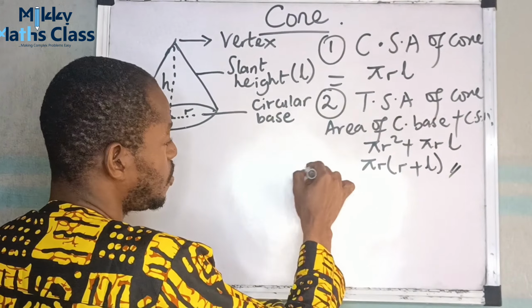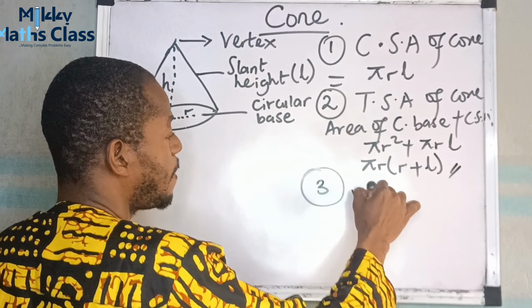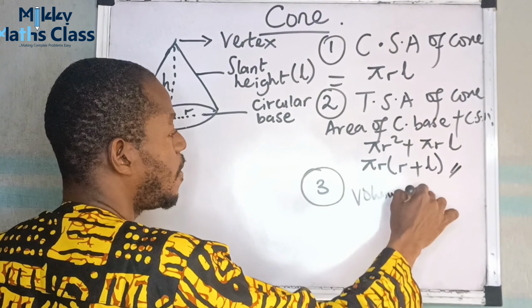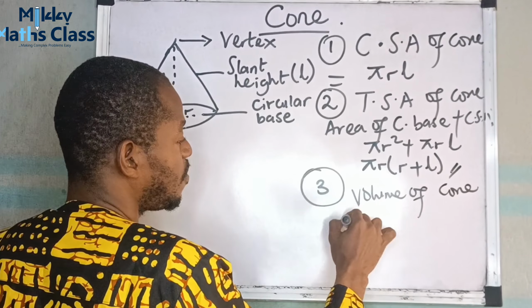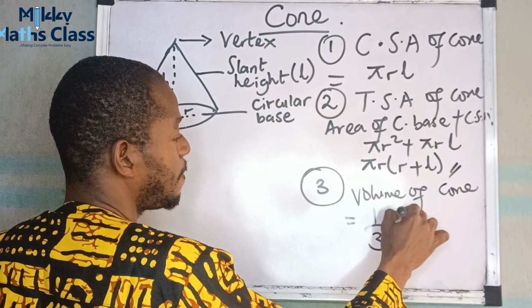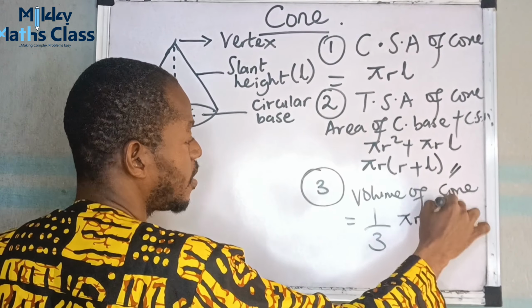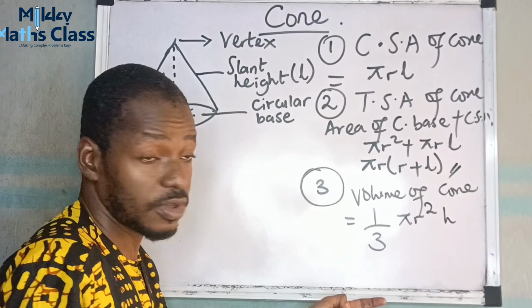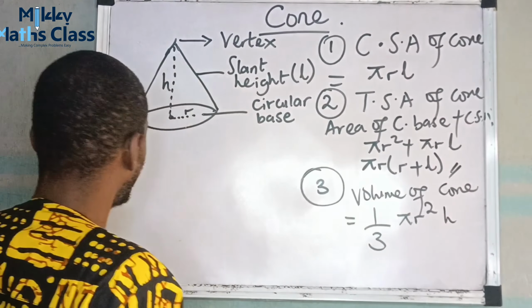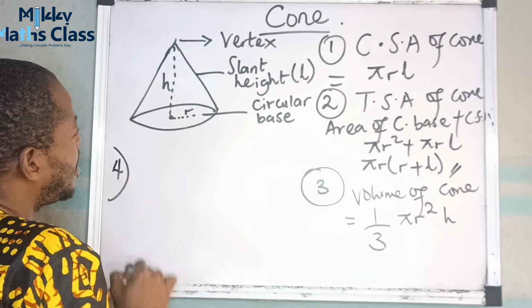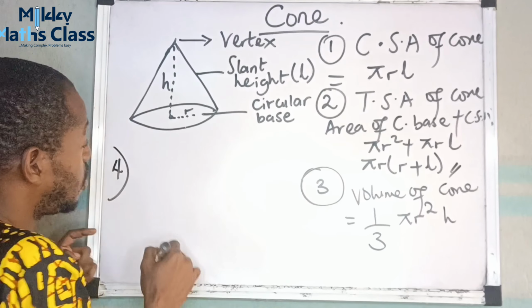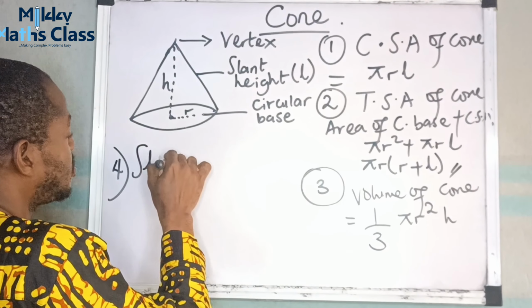Now, the third one, the volume of a cone is given by the formula 1/3 pi r square h. That's the volume of a cone, 1/3 pi r square h. And lastly, you can be asked to find the slant height of the cone.